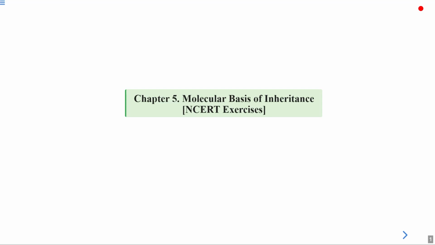Hello everyone. Today we are going to solve NCERT exercise questions of chapter number 5, that is molecular basis of inheritance.